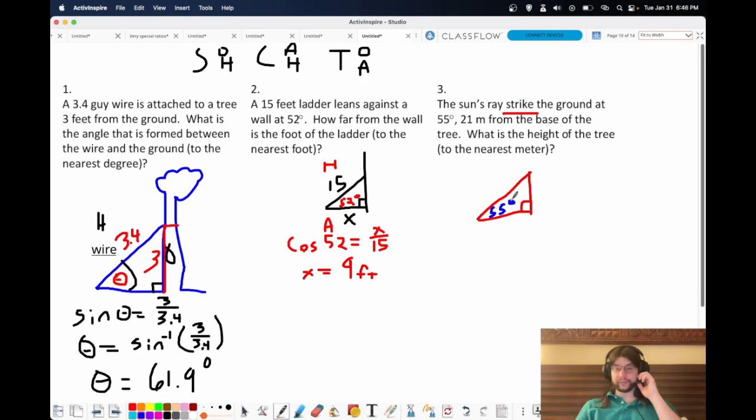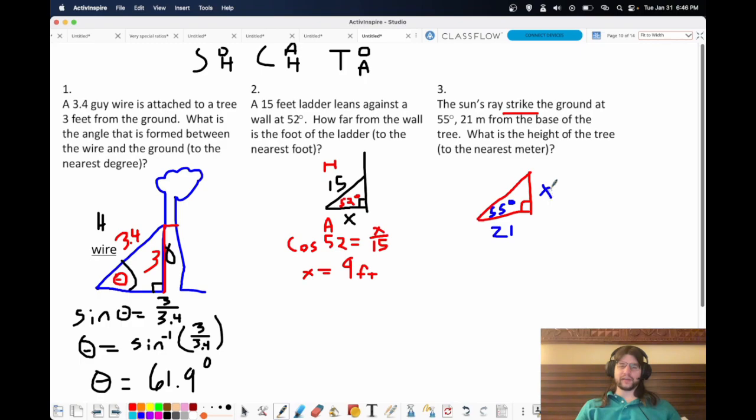Okay, 21 meters from the base of the tree. Base, what's a base? Oh, the base is the bottom. This is the base. If it says 21 meters from the base of the tree, we're not measuring up the tree, we're measuring from the bottom to the bottom, 21 meters. And it asks what the height of the tree is, so that's this part.